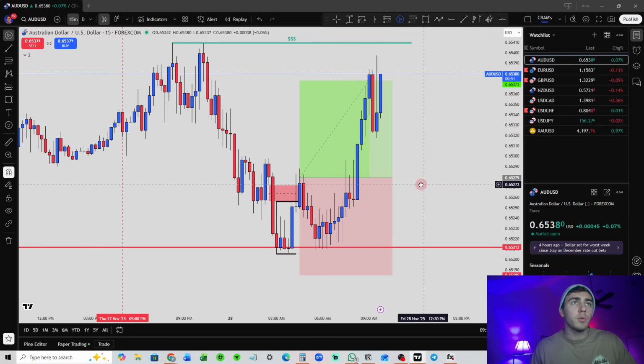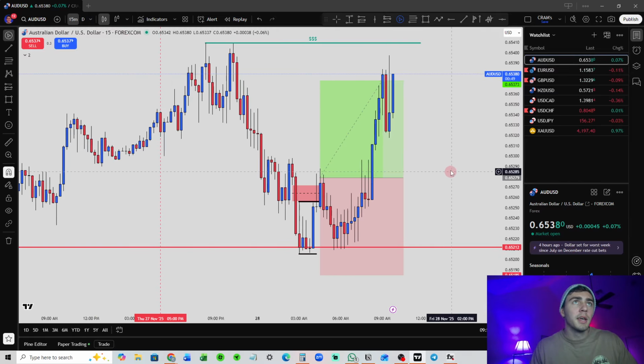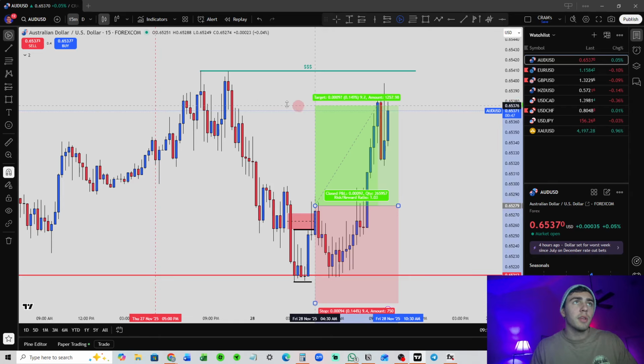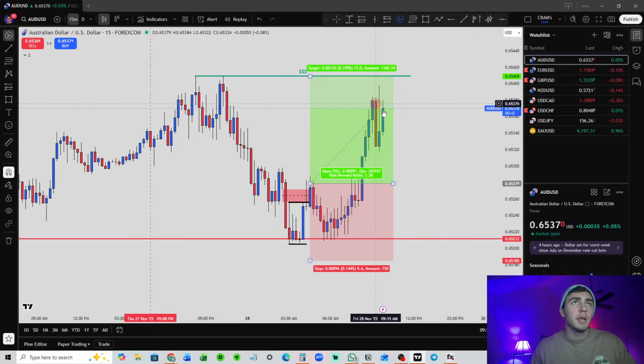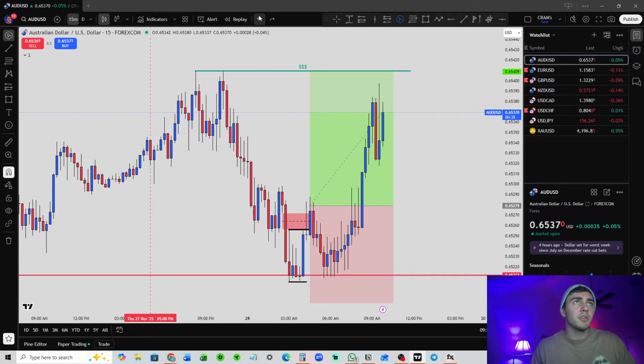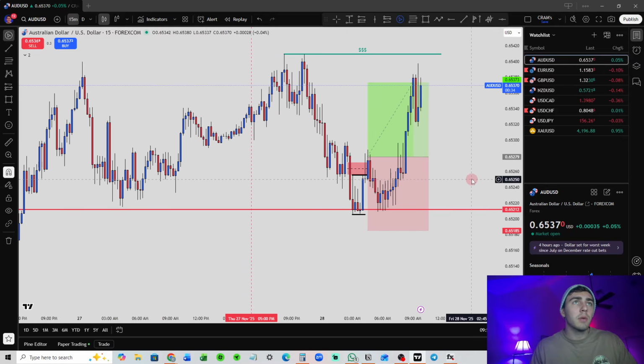So I put it at 1-to-1 because it's the day after the holiday. But ideally, just so you guys know, this is fully where you want to target. It is that draw on liquidity. It wouldn't have been much more. It would have been like 3 pips more. The market's just not moving that much. I guess it's just AUD USD as well. So yeah, that was the trade today, guys.